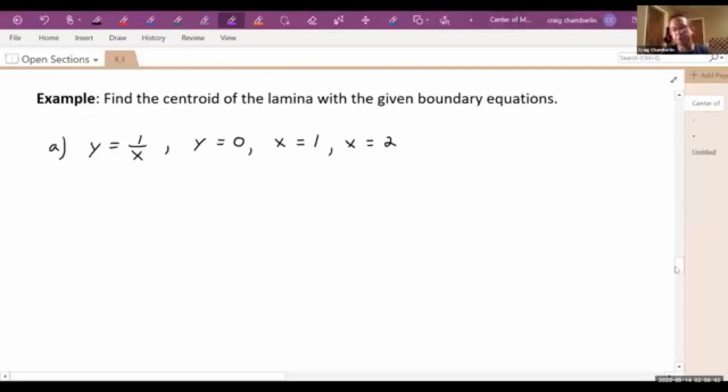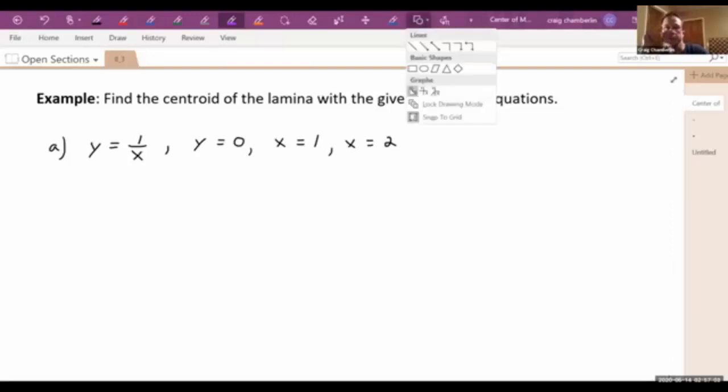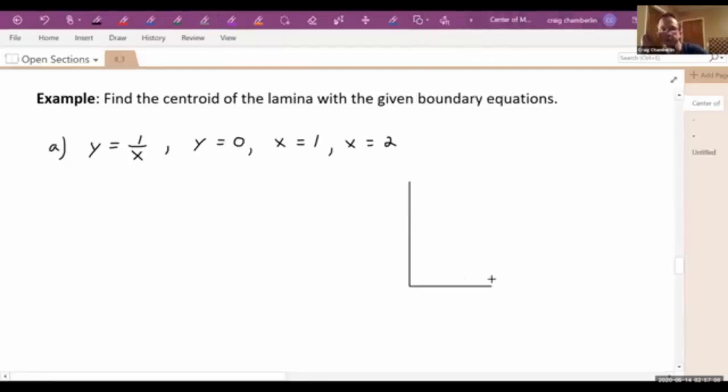Okay. So let me show you how to actually use these formulas. It's not as bad as it looks. In this example, we have: find the centroid of the lamina with the given boundary equations. We have y equals 1 over x, y equals 0, x equals 1, and x equals 2. So let me, I think I can draw this in just the first quadrant.